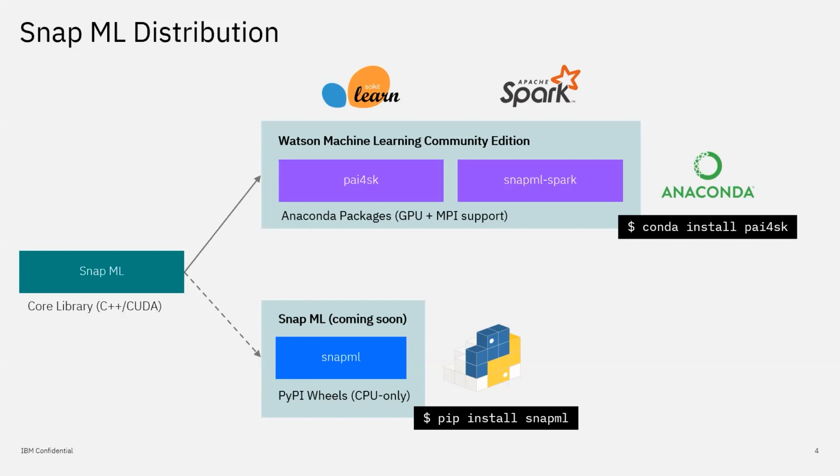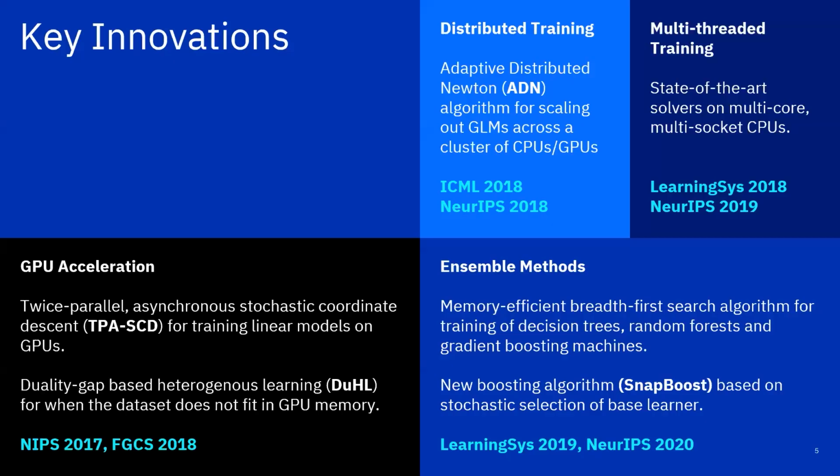Both of these packages can be installed simply by saying conda install pai4sk after subscribing to the WML channel. And then what we're working on now is a new distribution method, which is somewhat simpler. We're building GPU-only wheels, which we plan to upload to the public PyPI index. This will be simply the scikit-learn API for SnapML, and it will be installable via pip install snapml. Okay, next slide, please.